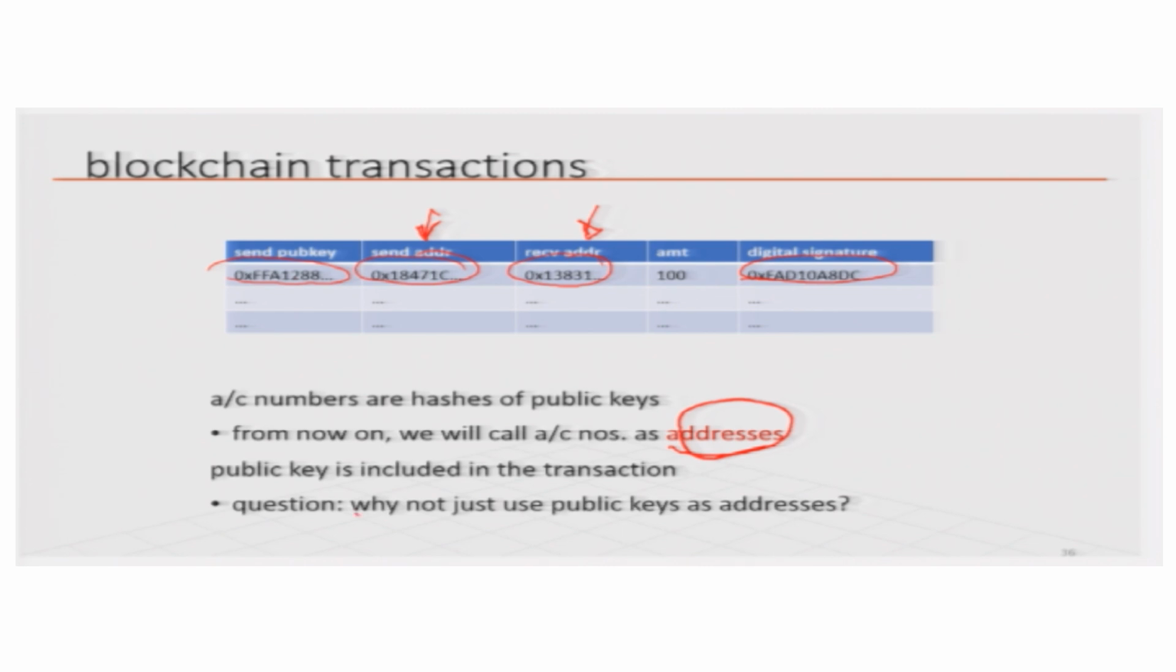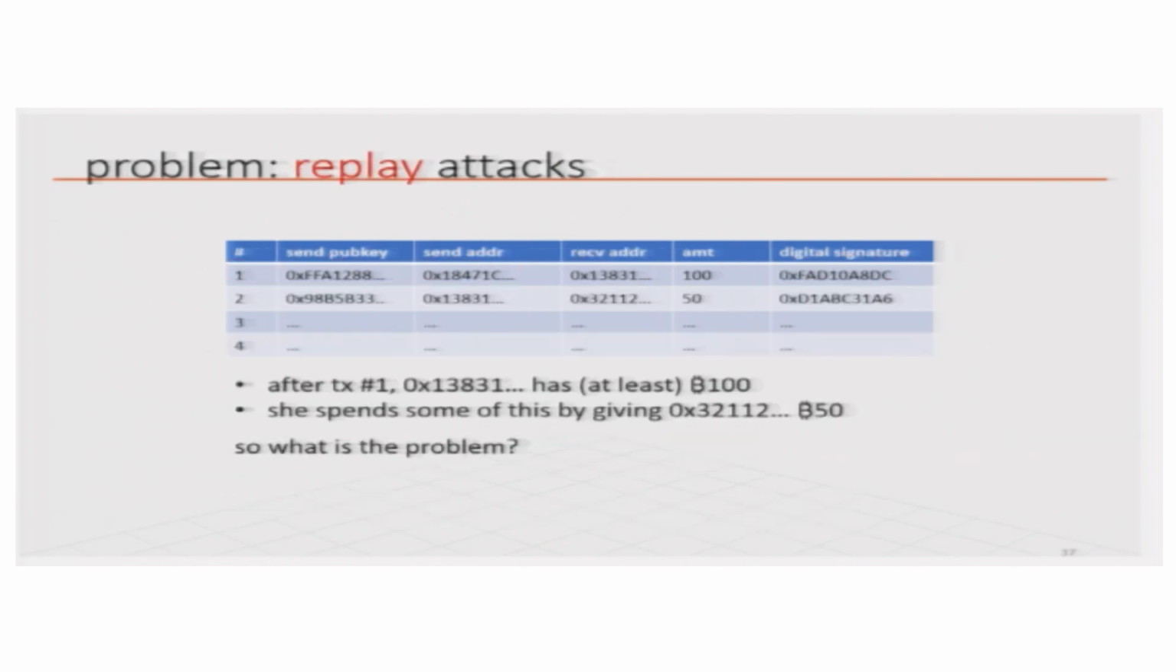So, the question is, and we already discussed this, why are we not using public keys as addresses? Because public keys are too long and too cumbersome to deal with. Now, one problem that can happen is called a replay attack. Let us say this sender is sending 100 to this address, and then this address, out of this 100, sends an amount of 50. So, after transaction 1 this address has 100, and then to buy something she uses 50.